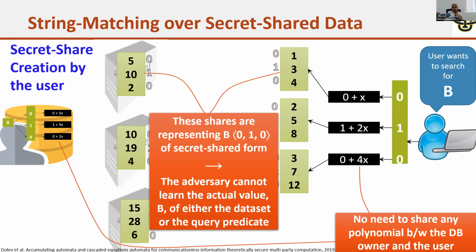Now note the second middle box in that color. In this case, the server is holding the values outsourced by the database owner as well as the values outsourced by the user. See server number 1. Server 1 is holding 5, 10, 2 and here it is holding 1, 3, 4. By observing these values, it cannot know whether you are searching for the same value that I am holding or not. This way it is hiding the data, the query and whatever the operation will be.